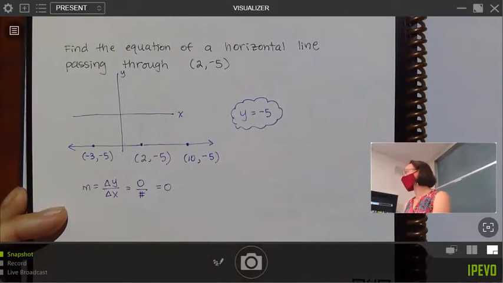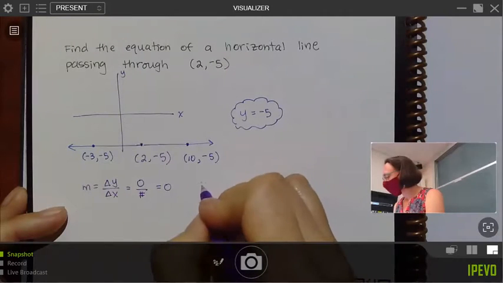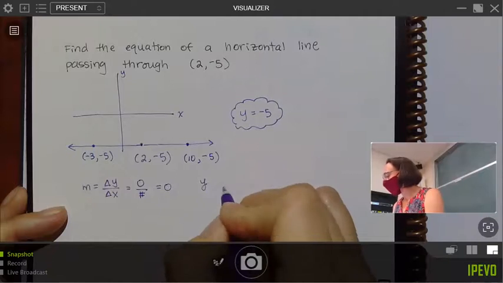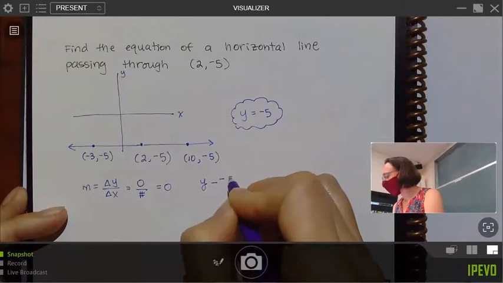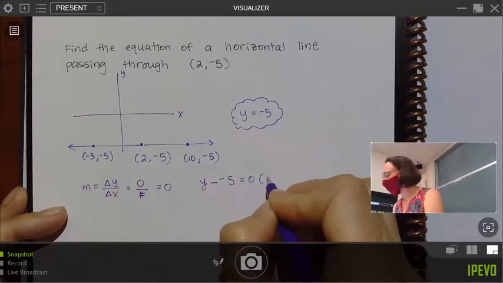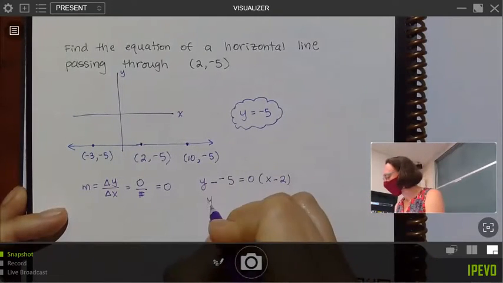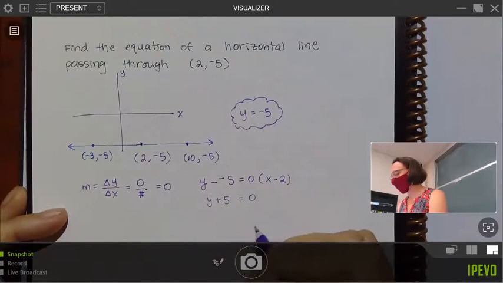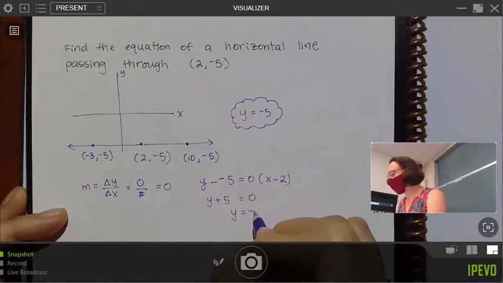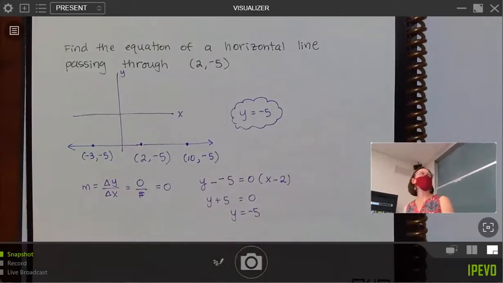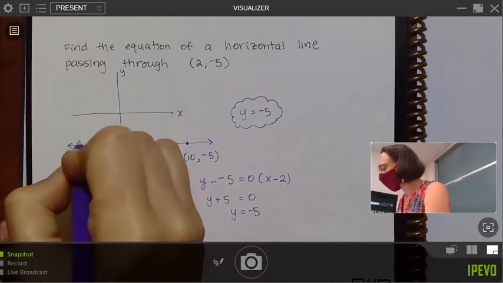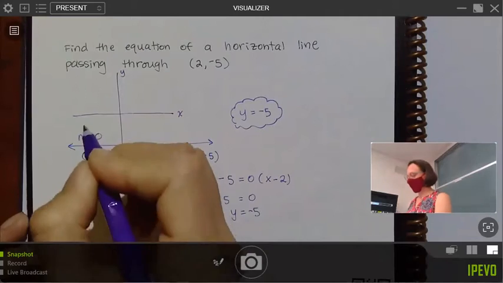So if I then went to think about a point slope form, I'd have something that looked like Y minus -5 is equal to 0 times X minus 2, or Y plus 5 is equal to 0, which means Y is equal to -5. So a couple things about a horizontal line. It always has this form Y equals a number, and the slope of a horizontal line is always 0.